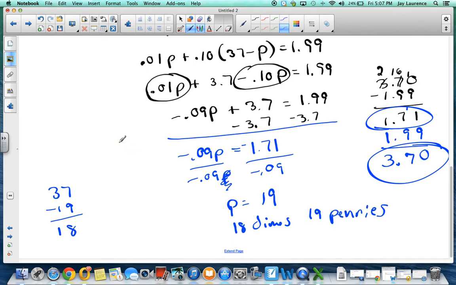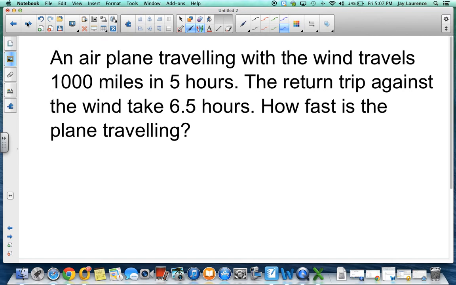All right, one problem that we talked an awful lot about, if you remember we did some demonstrations, people got to push me from behind and from the front, was current problems. So we have an airplane traveling with the wind, and it goes 1,000 miles in 5 hours. Well, I need P plus the wind. Now, remember, P is the speed of the plane, right? W is the speed of the wind. I need a speed over here.